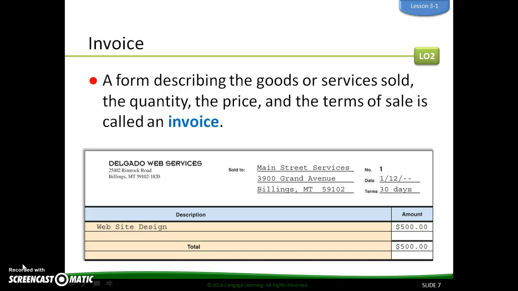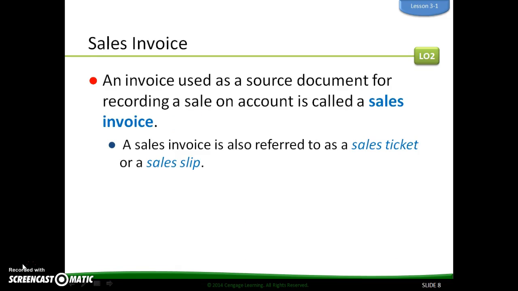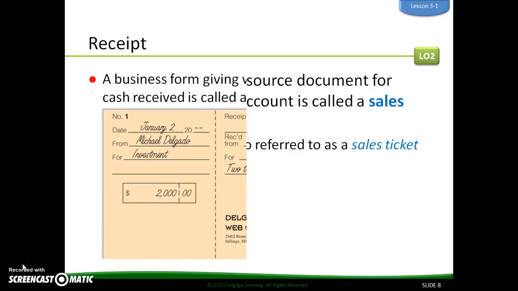An invoice is a form that describes goods or services sold. It also includes information on the quantity, the price, the terms of the sale. So that would be an invoice. An invoice is how we are billed for services when we are going to be paying after the fact. Sales invoices are sometimes referred to as a sales ticket or a sales slip. And a sales invoice indicates that there's a sale on account and that the money will be following after.